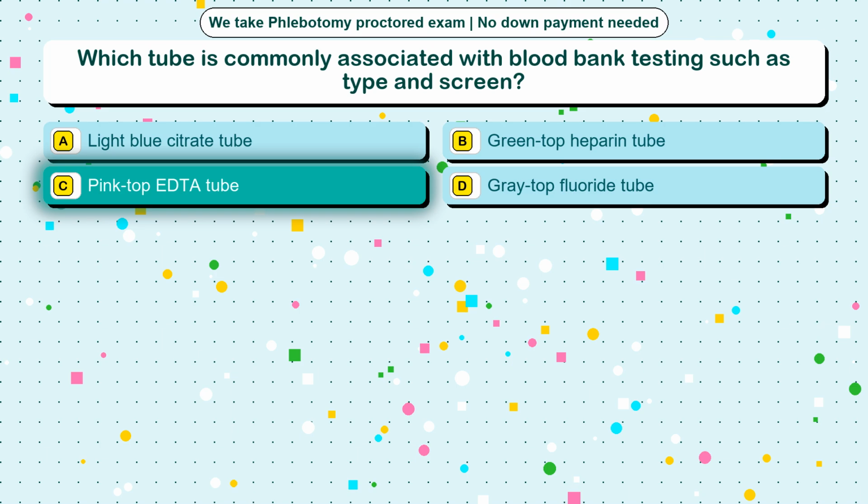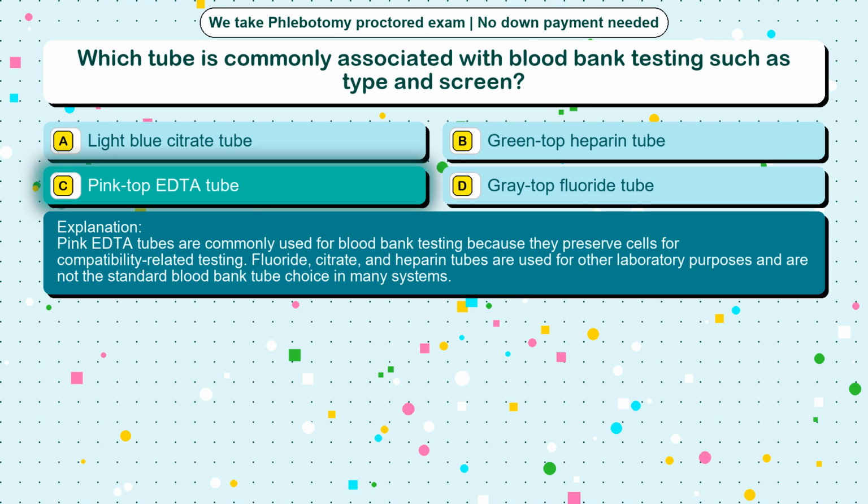Pink top EDTA tube. Pink EDTA tubes are commonly used for blood bank testing because they preserve cells for compatibility-related testing. Fluoride, citrate, and heparin tubes are used for other laboratory purposes and are not the standard blood bank tube choice in many systems.